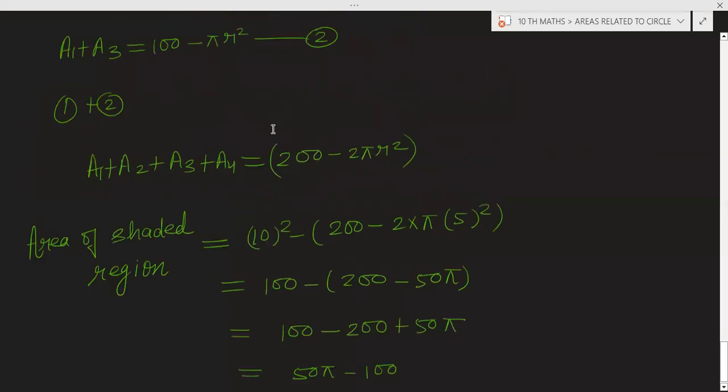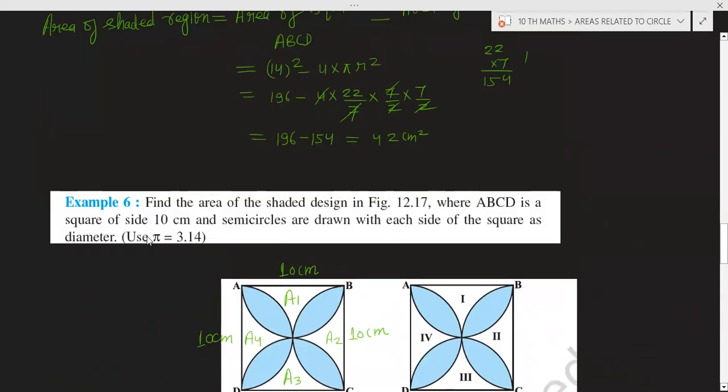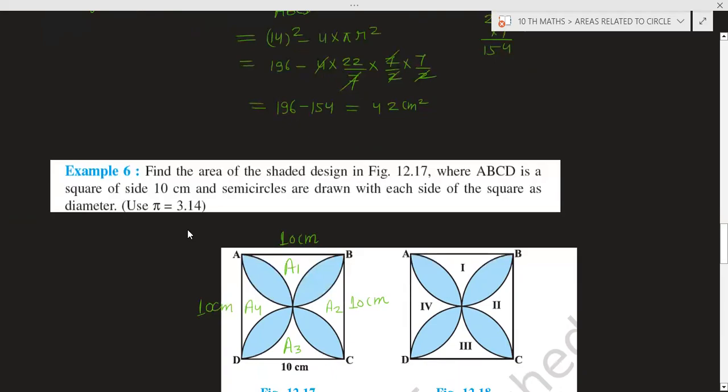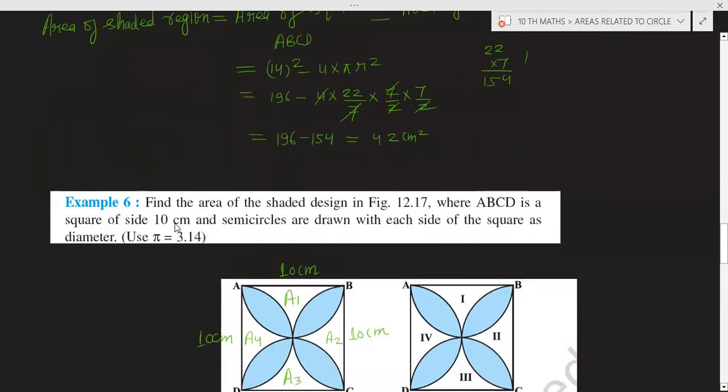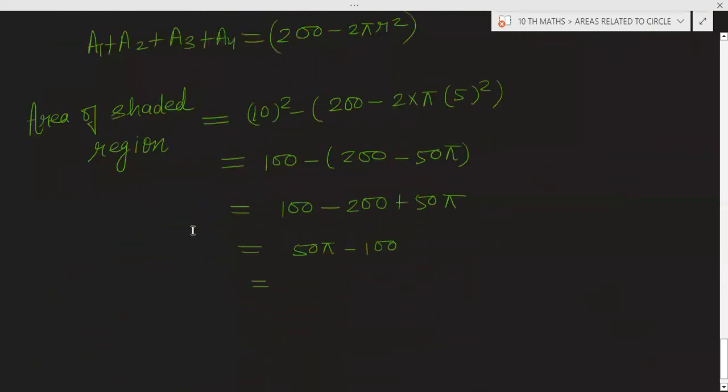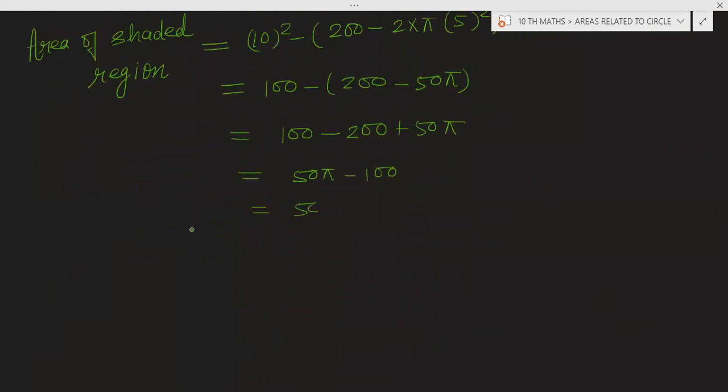It is given in the question to use pi is equal to 3.14, so we will not use pi is equal to 22 by 7. We will use this value because it is given in the question. If the value of pi is given in the question, then we will use that value. It will be 50 multiplied by 3.14 minus 100.